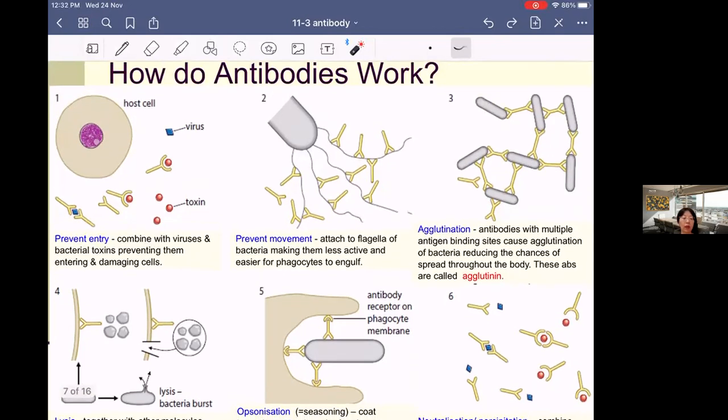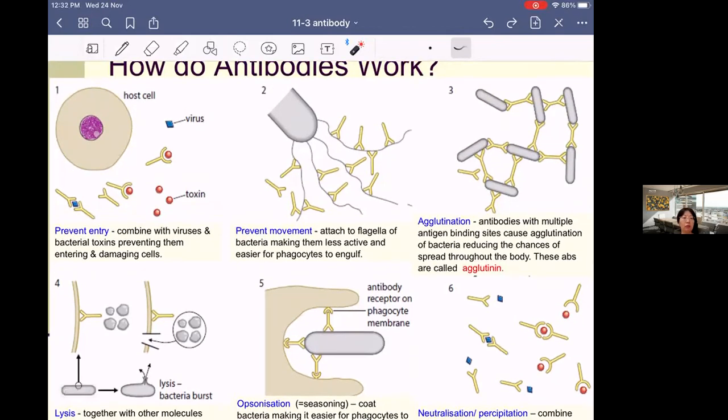So let's recap the 6 ways. Number 1 is prevent entry. Number 2 is prevent movement. Number 3 is agglutination, clumping all the bacteria together. Number 4 is causing lysis. Number 5 is opsonization, seasoning or coating the bacteria to be removed by phagocyte. And number 6 is neutralization or precipitation. So 6 ways antibodies can act against the antigen, or the bacteria or the virus.